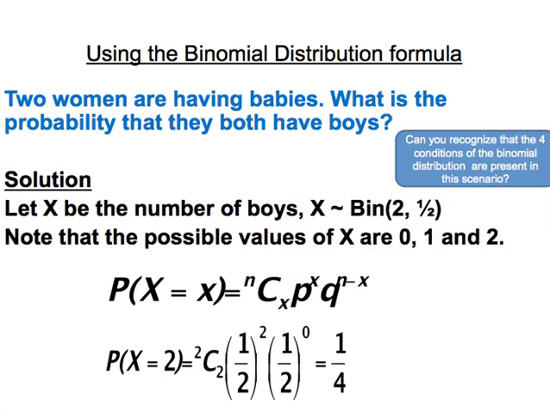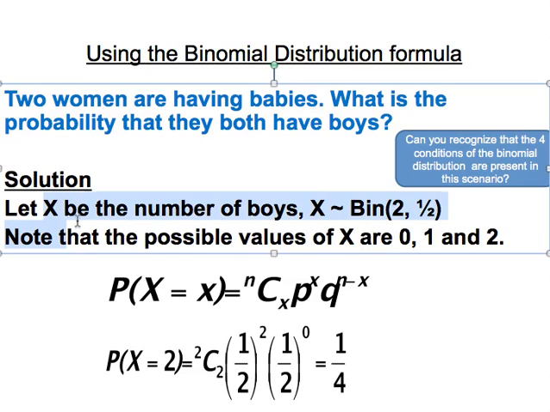Okay? So our solutions now. In order to solve this problem, we need to define firstly what our random variable is. X is the number of boys. That's what we are interested in, the number of boys. Now the number of boys is binomially distributed. N is 2 and P is a half.